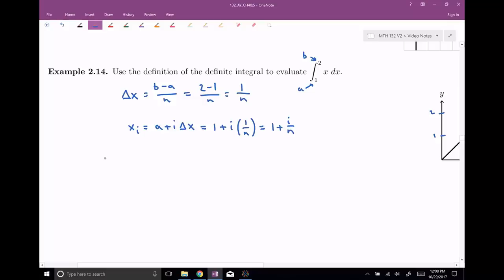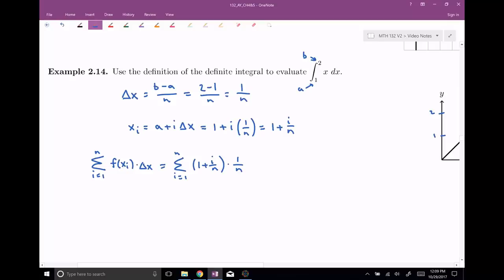All right, now let's calculate our sum. So we're going to be summing up lots and lots of areas, of our n rectangles, from i equals 1 to n, and each rectangle has a height, that's f at our right endpoint, times the width of the rectangle. So we have a height and we have a width. So this is going to be the sum from i equals 1 to n of f of x sub i. Well, our function here is just the boring old x function, so everywhere we see an x, we plug in x sub i. So this is going to be 1 plus i over n, that's the function's height at our right-hand endpoint, times delta x, which is 1 over n. And we're going to sum this up from i equals 1 to n.